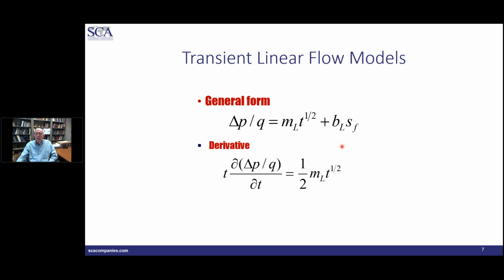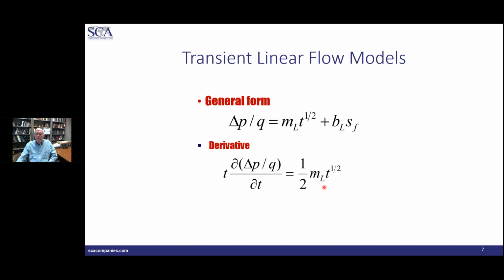All right, now let's talk about what would happen with plots of the derivative or the drawdown divided by rate on a log-log plot. First, the derivative. If we take the log of the derivative and plot it versus the log of time, this equation says we should expect a straight line with a slope of 1/2. That's how we can identify transient linear flow.